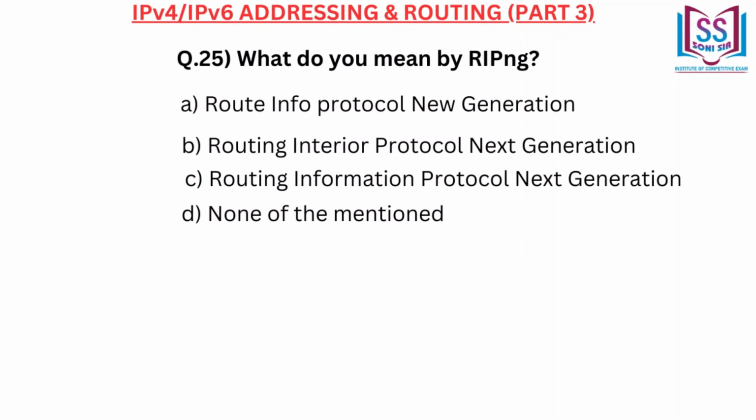What do you mean by RIPNG? A. Route Info Protocol New Generation. B. Routing Interior Protocol Next Generation. C. Routing Information Protocol Next Generation. D. None of the mentioned. Correct answer C. Routing Information Protocol Next Generation.